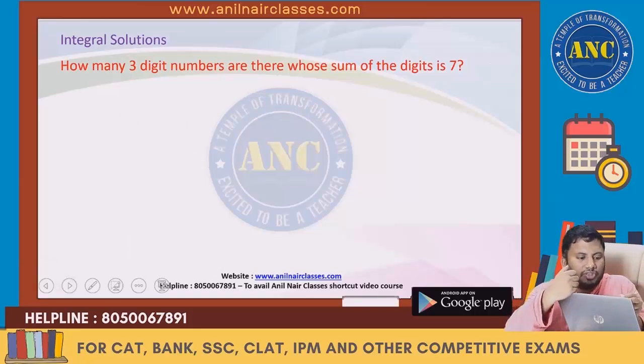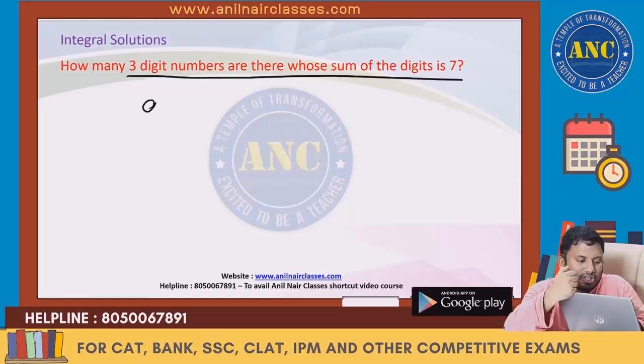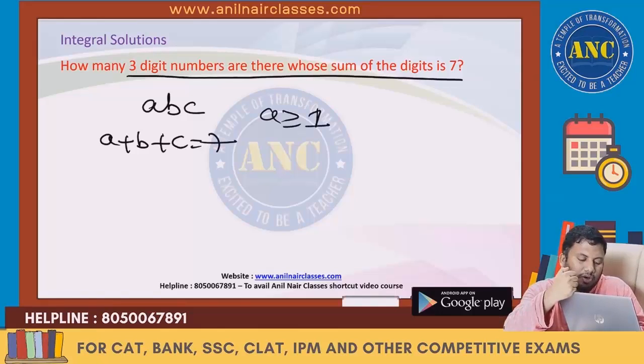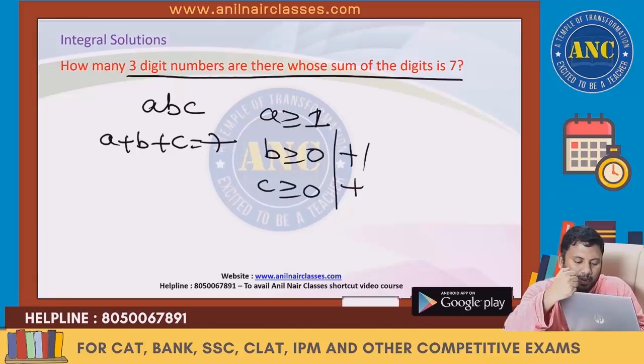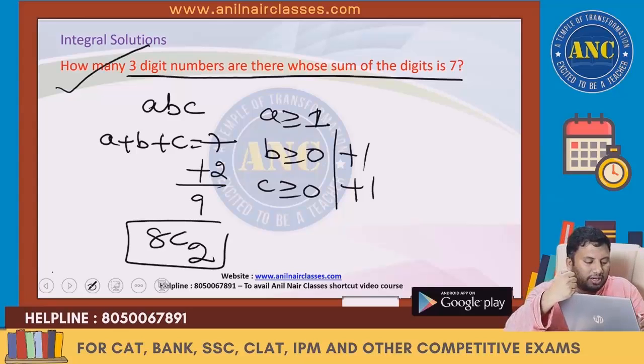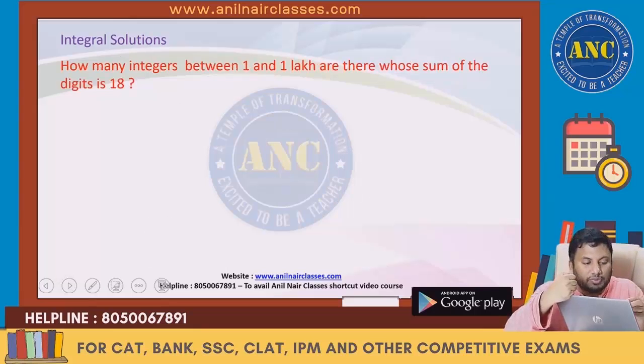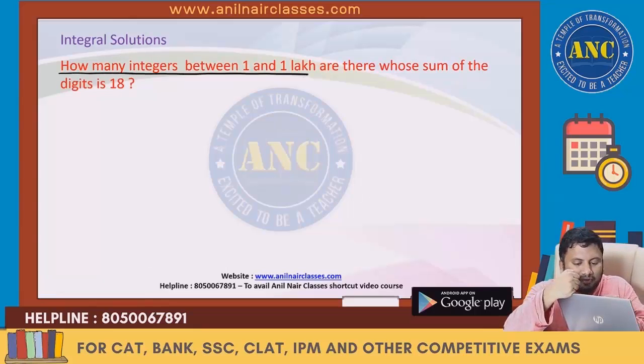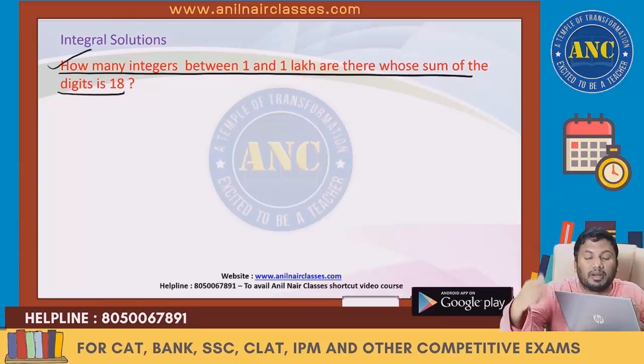How many 3-digit numbers are there whose sum of the digits is 7? This model also we covered. Leftmost cannot be 0, rightmost can be 0, so it is plus 1 plus 1. 7 plus 2, 9. Answer is 8C2. This model we will cover tomorrow from 4 to 5:30. Tomorrow there will be session number 3, which is a little more advanced.